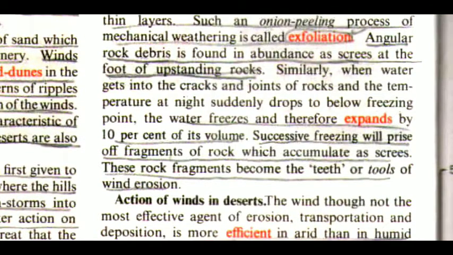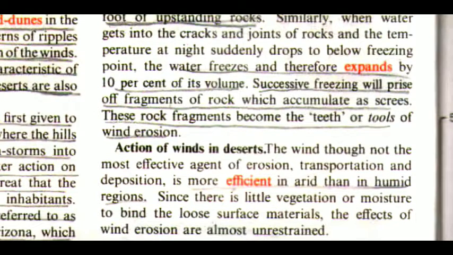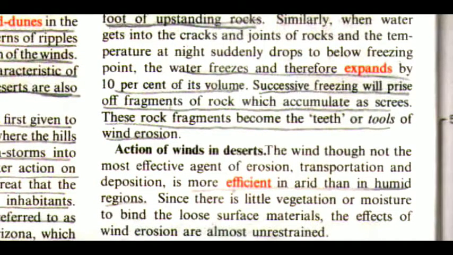Similarly, when water gets into the cracks and joints of rocks and the temperature at night suddenly drops to below freezing point, the water freezes and therefore expands by 10% of its volume. Successive freezing will prise off fragments of rock which accumulate as screes. These rock fragments become the teeth or tools of wind erosion.